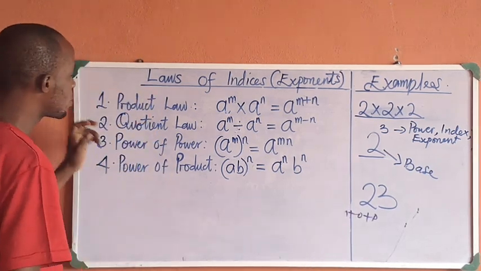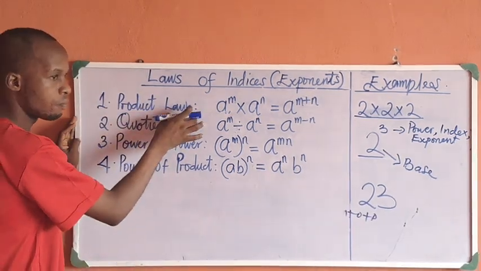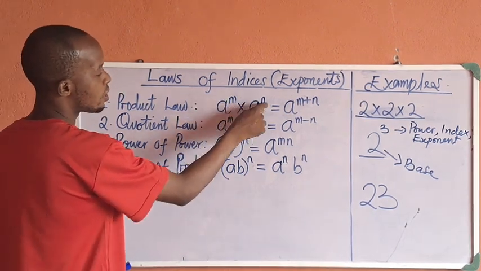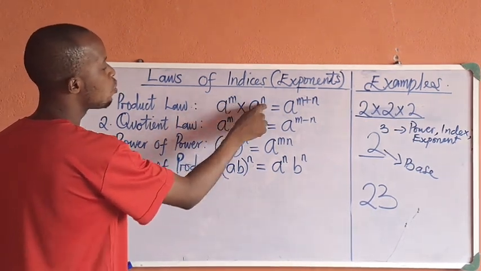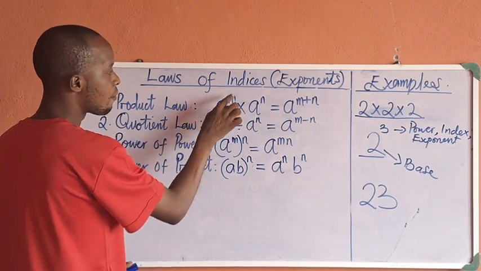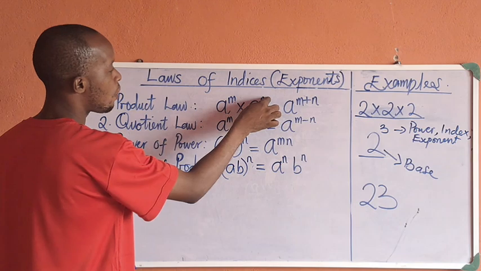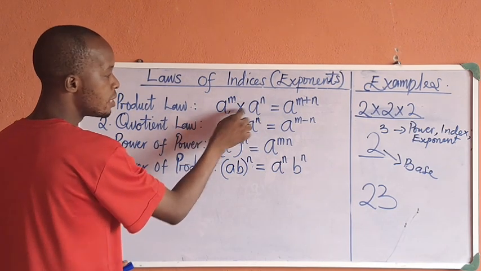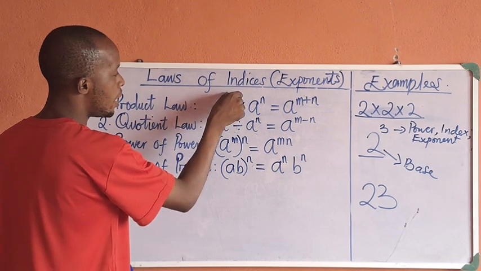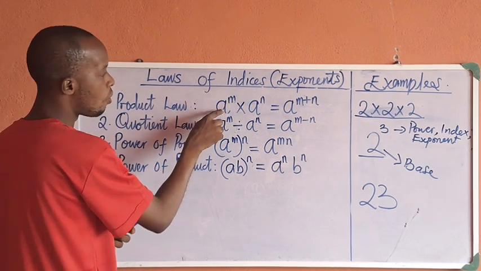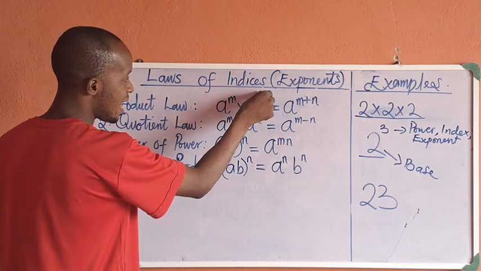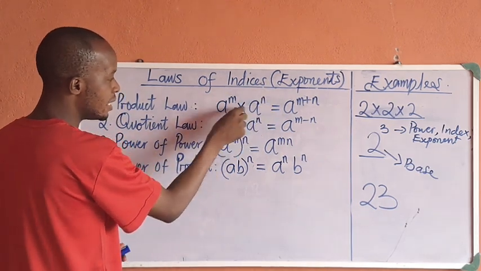The first law, which is called the product law, states that when you are multiplying 2 powers together and the 2 powers have the same base, in this case, we have m and n as the power of these 2 given bases. This is what I'm saying. We have a raised to the power of m. That is, m is the power of a here. And we have a raised to power of n. That is, n is the power of a in this case.